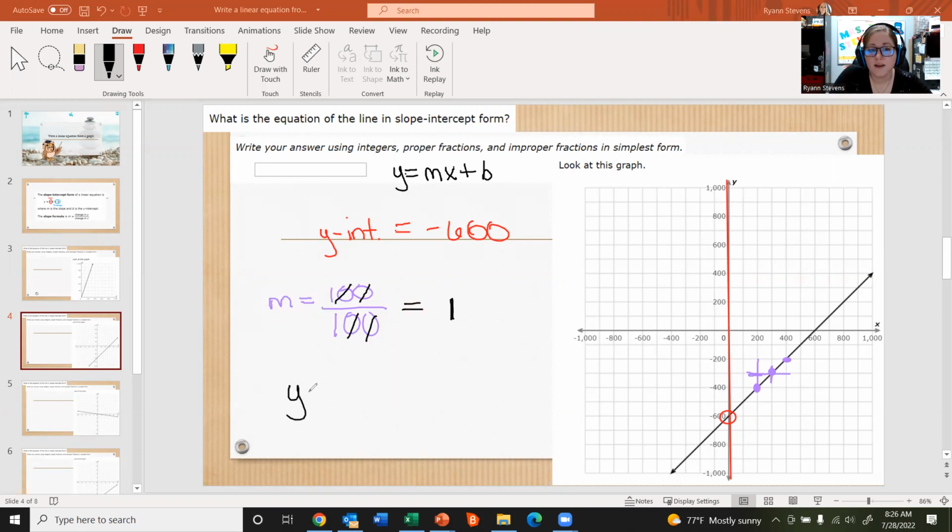When we write this as an equation, we say y equals, and we replace the m with 1, x. Then we say plus a negative 600, or we could just say minus 600. But remember, anytime you have a variable, there is an imaginary 1 in front. There is always a number in front. So we could write this as our final answer: y equals x minus 600. That equation represents this line.